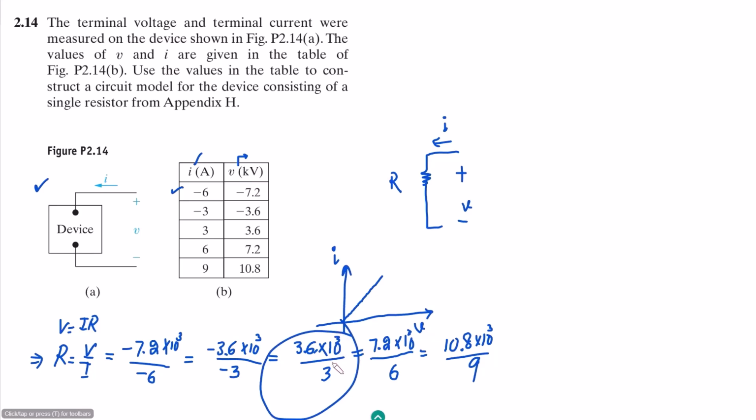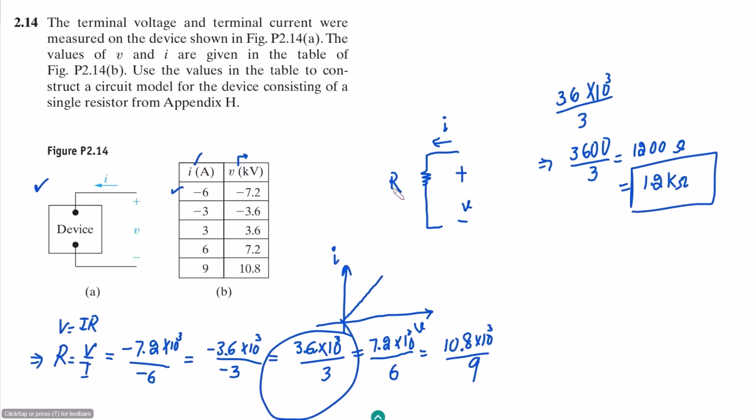Let me take this one, which is 3.6 into 10⁻³ divided by 3, which is also 3600 divided by 3, which is basically 1200 ohm or 1.2 kilo ohm. Okay, so that is basically the solution of this question, where the value of this resistor is 1.2 kilo ohm.